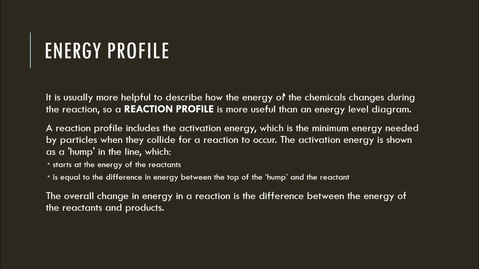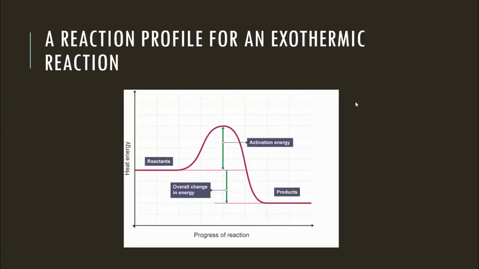The activation energy is shown as a hump in the line. Yes, as a hump. It starts at the energy level of the reactant and is equal to the difference in the energy between the top of the hump and the reactant. So let me show you that. This is the hump they are talking about. Do you get? So it starts at the energy of the reactant, and it is equal to the difference between this energy level and the energy of the reactant. That's the activation energy. So this is for an exothermic reaction.